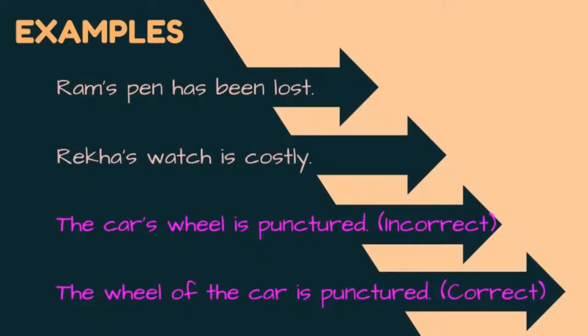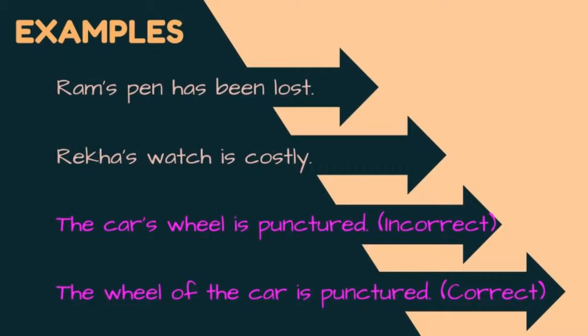Okay, students, here are some examples of possessive nouns. Let us take the first one. The first example is, Ram's pen has been lost. How many nouns are there in the first sentence? Two nouns. One is Ram and another one is pen. Actually, the pen belongs to Ram. So that's why we have put an apostrophe s after the noun Ram.